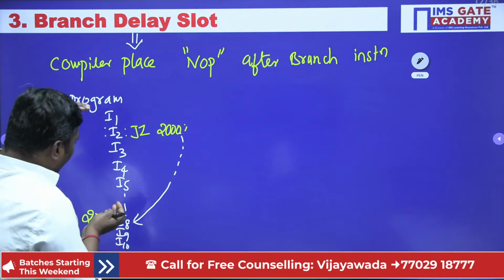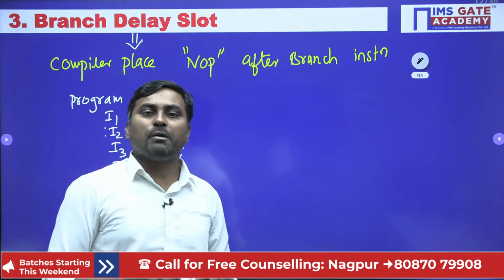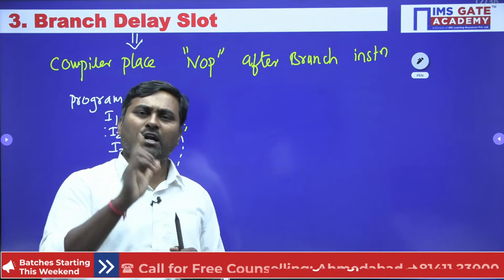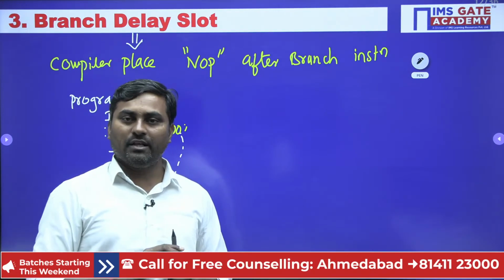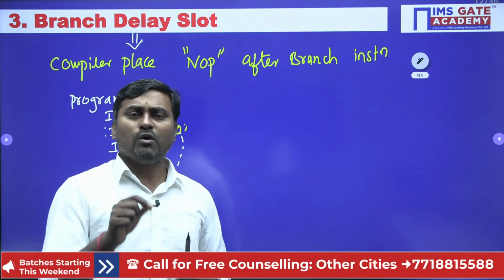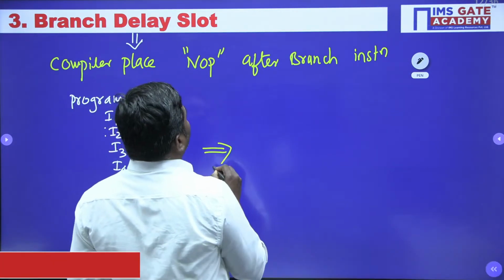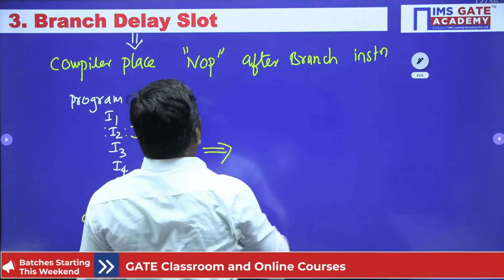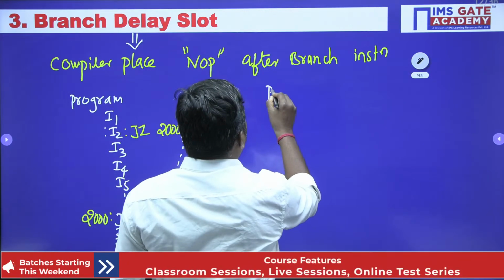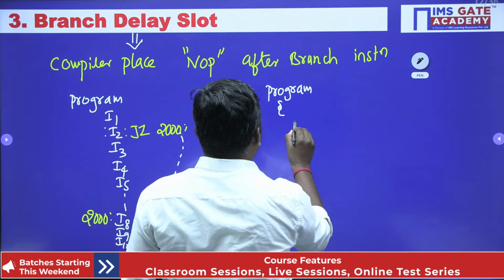Now what happens if I run this program in an efficient pipeline? What is an efficient pipeline? A modified pipeline. So one delay will be there, one clock cycle going to be wasted. That is the overhead of this one. This overhead can be minimized by introducing the NOP operation. Same program only, the compiler is going to modify it. What will the compiler do?